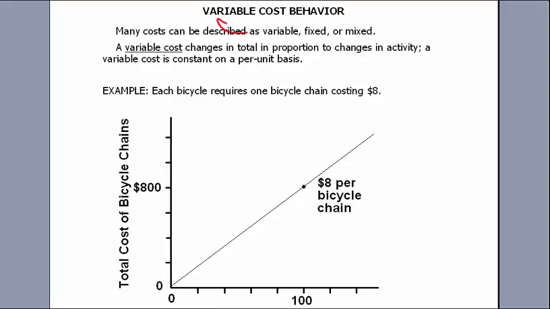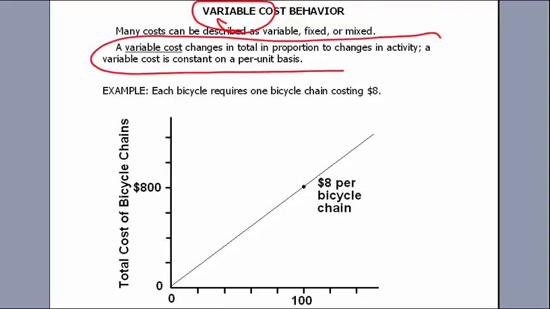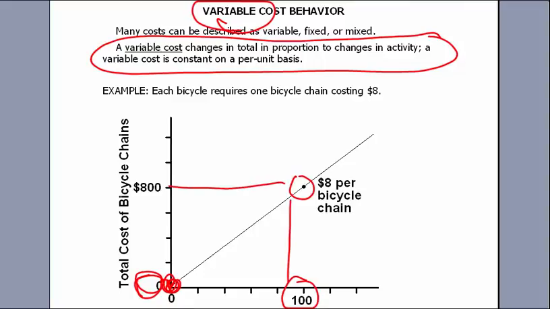The first one is variable costing, and variable costing is going to be any cost that changes in proportion to the activity. So for example, if you were going to make no bicycles, then you would have to spend no money on those bicycles to buy a chain. But if you were going to make 100 bicycles, then at $8 per chain, you would have to spend $800. So the idea here is that as production increases, so does that cost increase, and it's at a direct or constant relationship of $8 per unit.